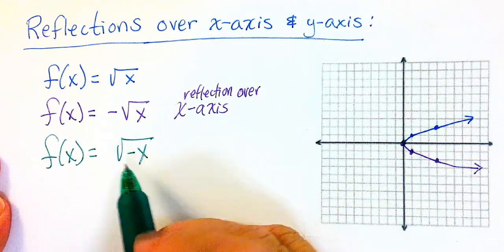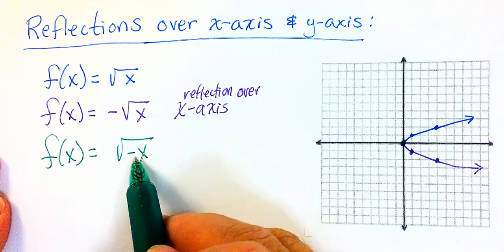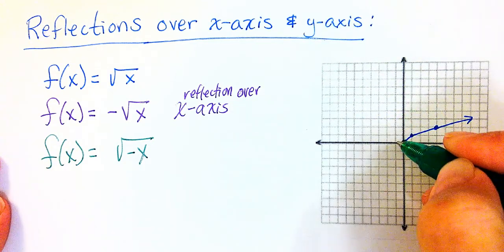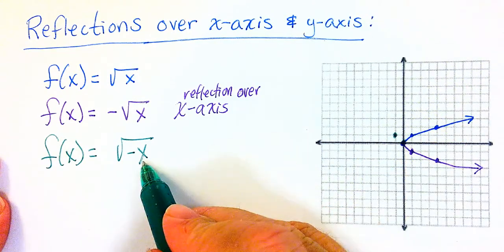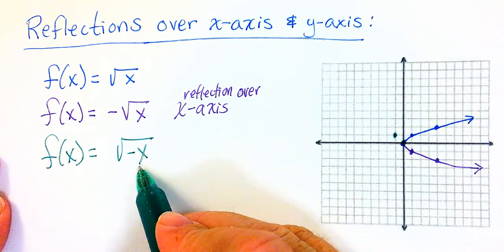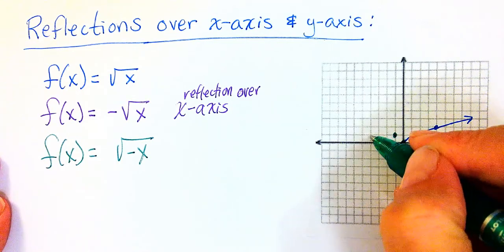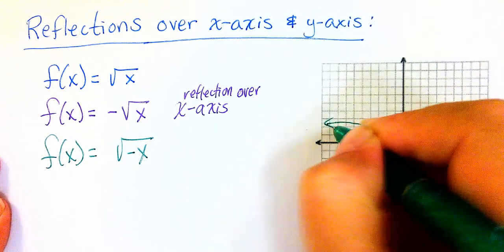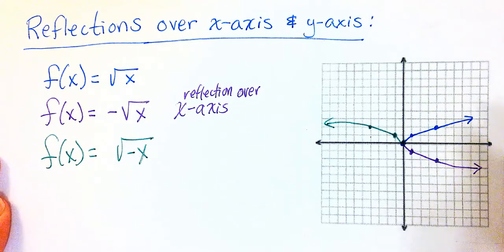This would give me the square root of negative negative 1. That would actually be a positive 1 there. So what happens here is this becomes (negative 1, 1). And I could do the same thing with negative 4. That would be 2 negatives to make a positive 4, and that would give me 2. So now it's going off to the left. So it took this original function, the parent function, and it reflected it over the y-axis.